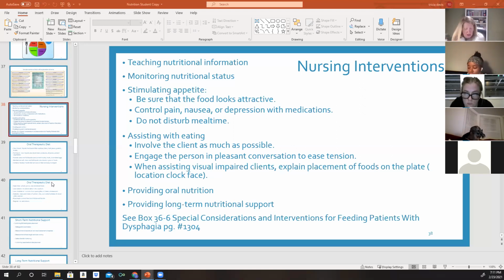Be aware of those certain medications that are going to cause patients to have some kind of GI upset so that you can avoid that. You don't want to give that medicine when they're eating. And then try not to disturb mealtime.